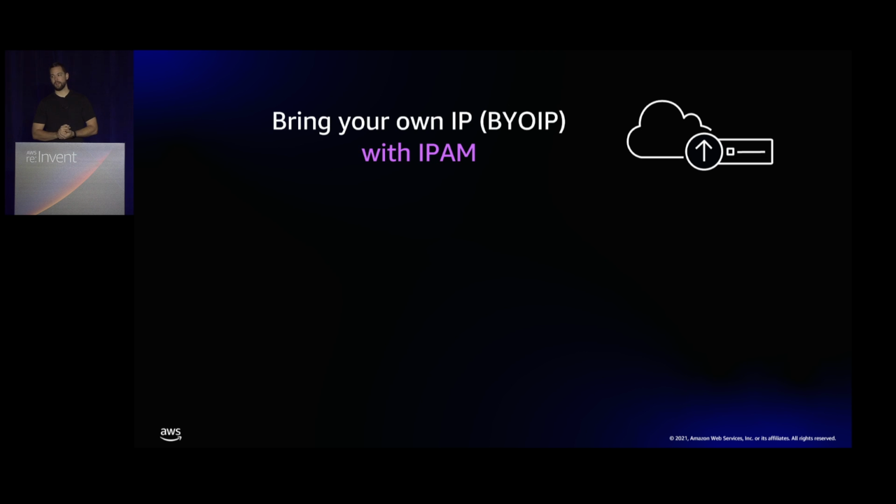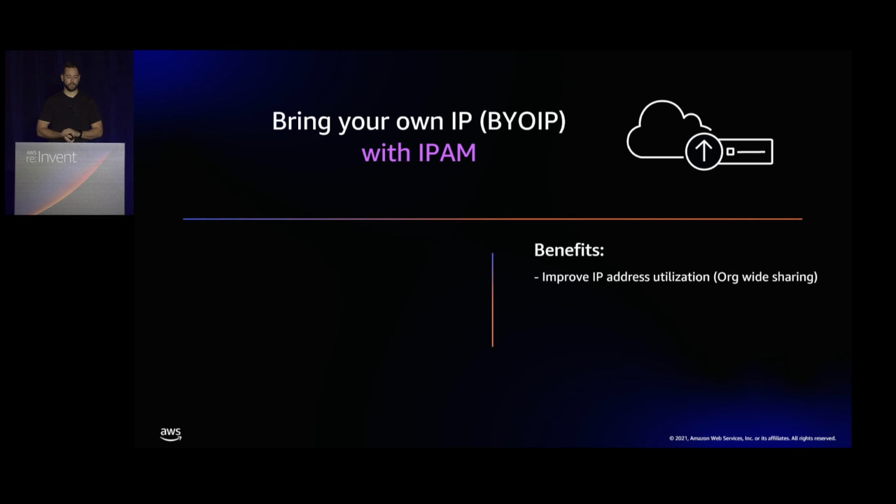Now, IPAM wouldn't be IPAM if we didn't support Bring Your Own IP. Bring Your Own IP is something that's been around for a while in AWS, and basically it's the ability to bring public IPs or IPv6 addresses that you own to AWS, and you can then use those within your deployments. Essentially, we've brought Bring Your Own IP and IPAM together, so that improves your IP address allocation across your organization.